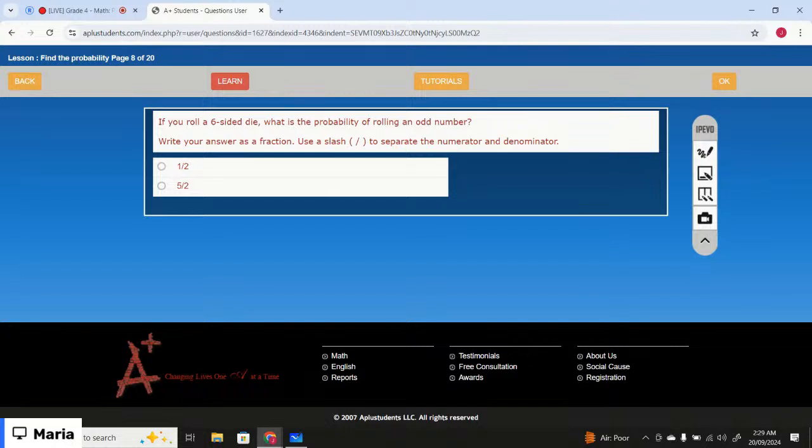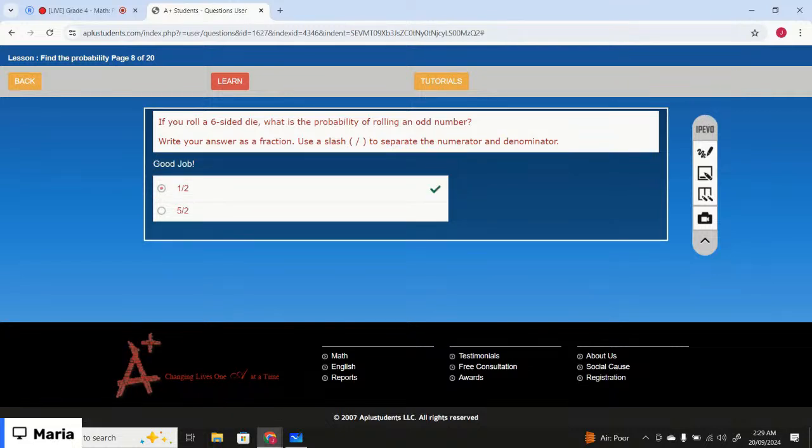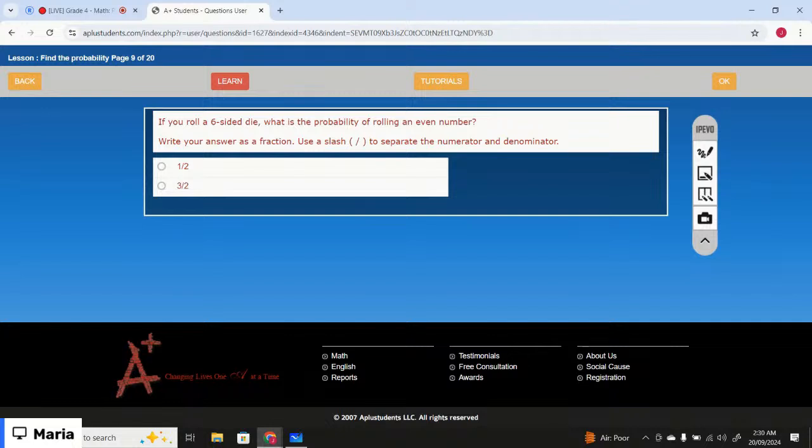If you roll a six-sided die, what is the probability of rolling an odd number? So you have three odd numbers on the die, right? So half of them are odd, so that is 1 out of 2. If you roll a six-sided die, what is the probability of rolling an even number?